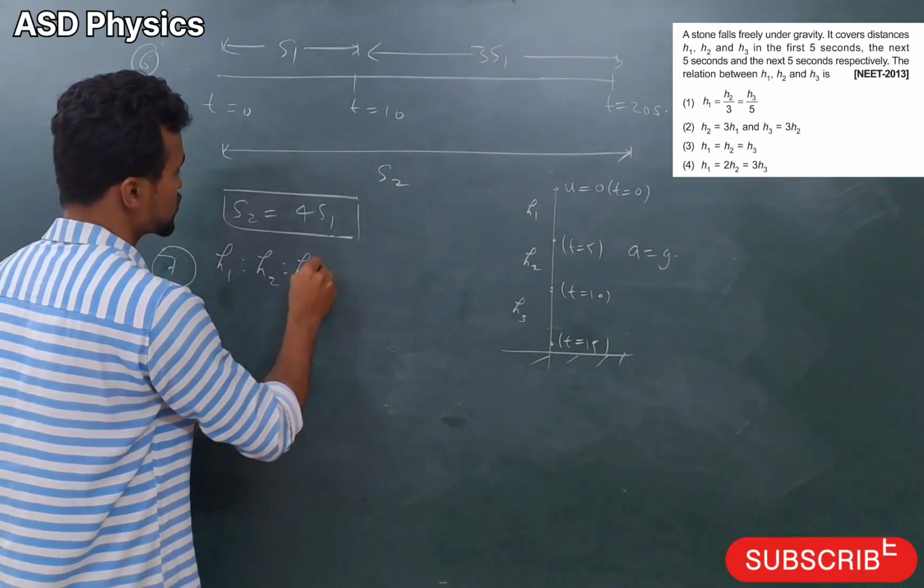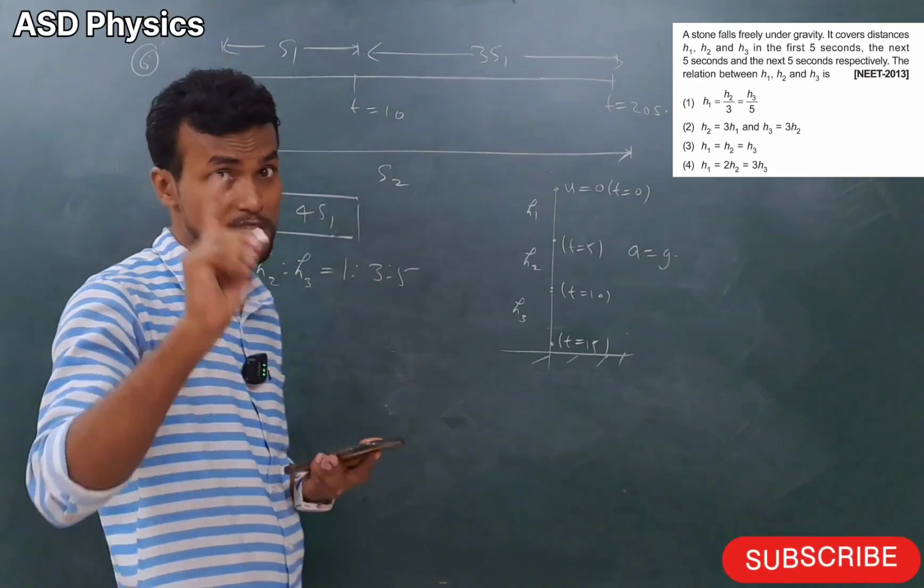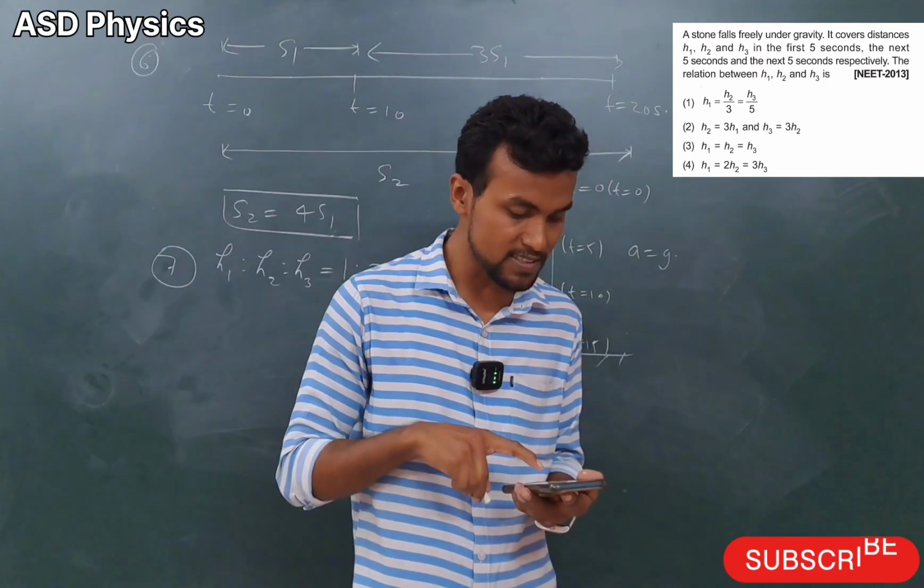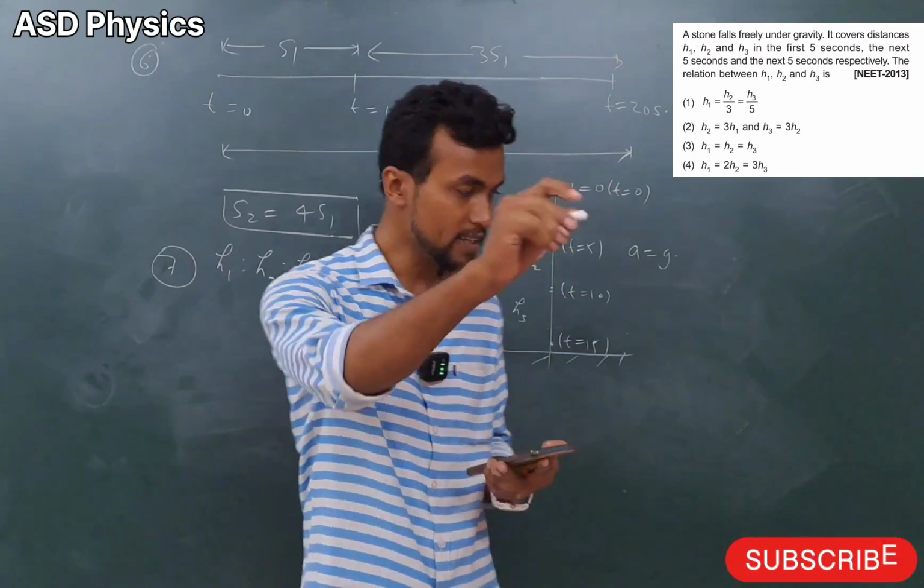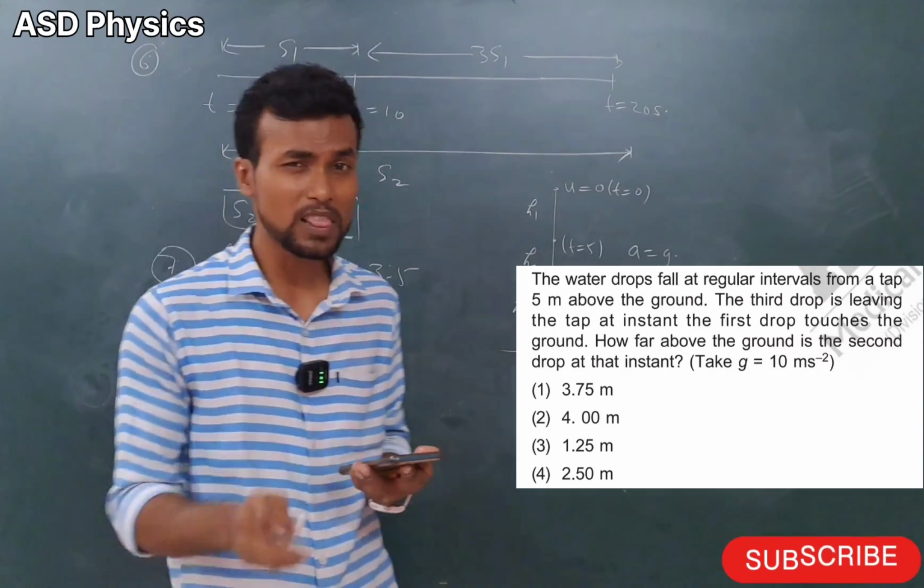So h1, h2, h3 is again 1:3:5. Which option is correct? Yes, comment your answers. The answer is option number 1. Now the next one, my dear students, question number 8. Just one or two questions more are left, then we will end.